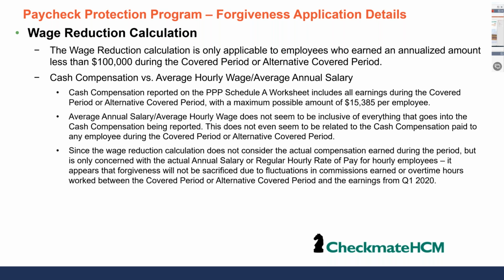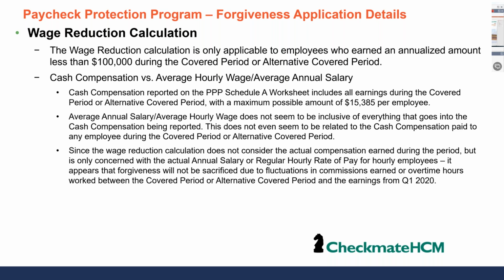So if we think about this in the context of commissioned salespeople, the loan forgiveness application is very direct and blatantly calls out, in the area where you calculate wage reductions, for salaried people, you use their annual salary for the calculation. For hourly people, you use their hourly rate for the calculation. End of story. So if you have somebody who is a truly commissioned person, then you're going to have to make a determination of whether or not to call them salary or hourly in the context of your PPP loan forgiveness application.